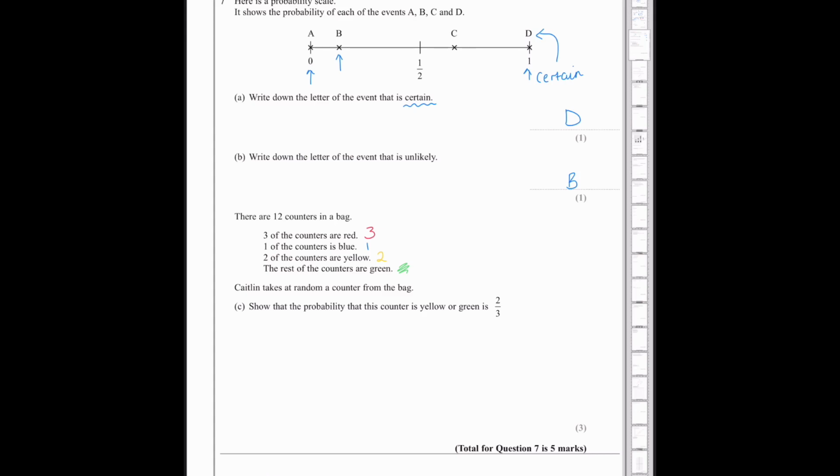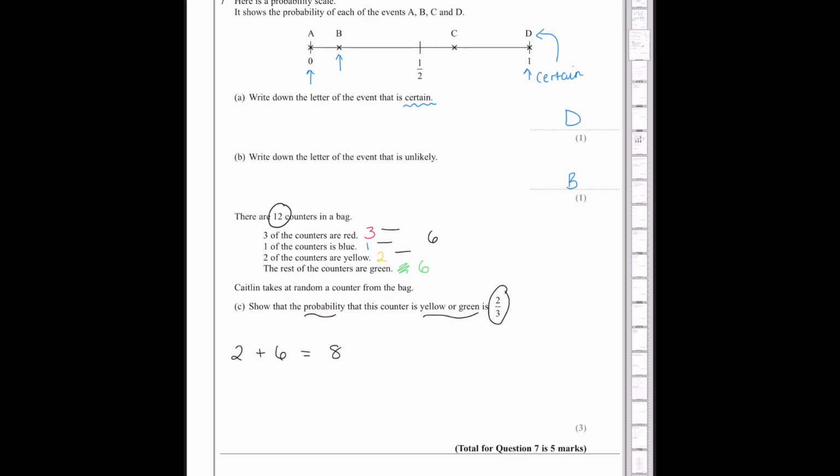So the first thing we've got to do is work out how many green counters there are, which is quite easy because there are 12 counters in the bag. We have 3, 4, 5, 6 there, and 6 add 6 is 12. So there must be 6 green counters left. It says to show that the probability that this counter is yellow or green, if she takes out a random counter, is 2/3. So we have 2 yellow counters and we have 6 green counters. So altogether that's 8 counters.